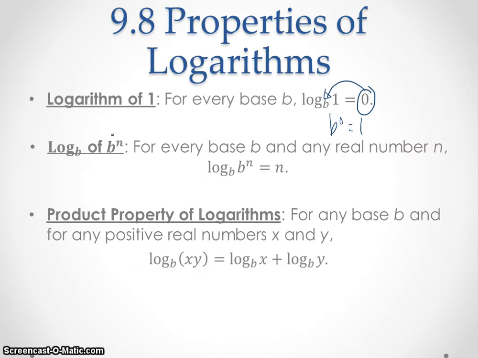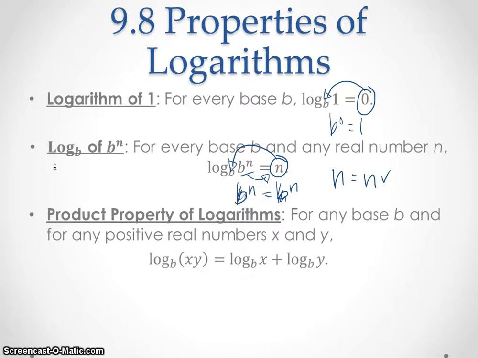Now log base b of b to the nth power says that for every base b and any real number n, if we have log base b of b to the nth power, that would be just n. And the reason is, let's write that as an exponential. B to the n, or b would get the nth power, so b to the n is what it would become. Now b to the n is b to the n. Well, that makes sense. So remember, if bases are the same, we can get rid of them, and so we would just have n equals n. So this whole thing would equal n. And that's why that is.